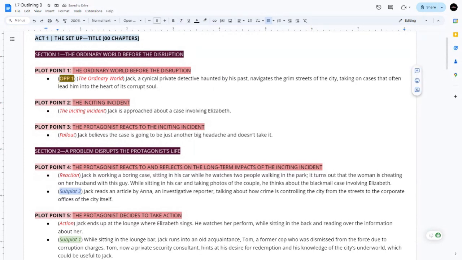Okay. And then the original inciting incident was Jack is hired to investigate a seemingly simple case of blackmail involving Elizabeth. I did not want to use that as the inciting incident because I needed to spread out the 9 plot points. So we're not there yet, okay?